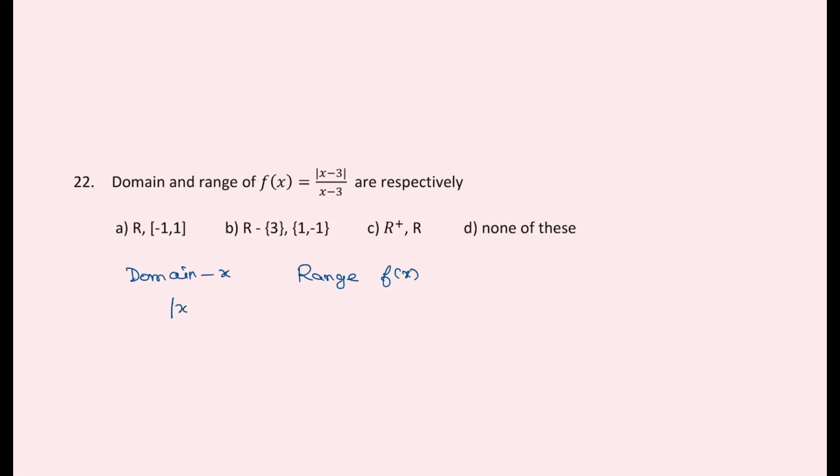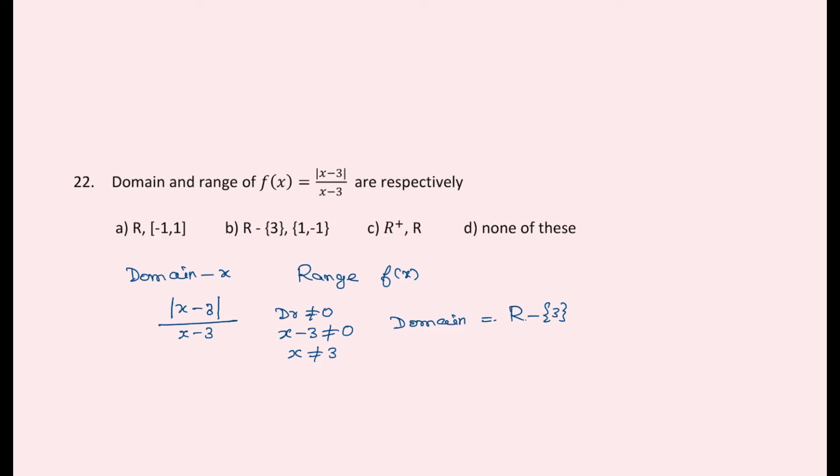Now the given function is absolute value of x minus 3 divided by x minus 3. The denominator should not be 0. So x minus 3 cannot be 0. So x cannot take the value 3. Other than 3, x can take any real value. Therefore, the domain of this function is R minus 3. From the whole real number set, only 3 is excluded.